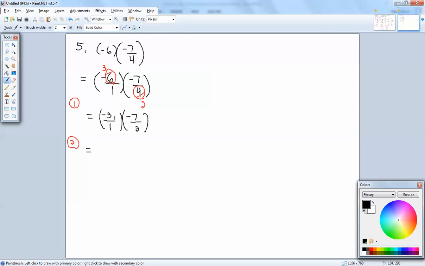Step 2 says multiply your top parts together. Well, a negative times a negative is a positive, and 3 times 7 is 21. And multiply your bottom parts together. 1 times 2 is 2. And that'd be your answer.